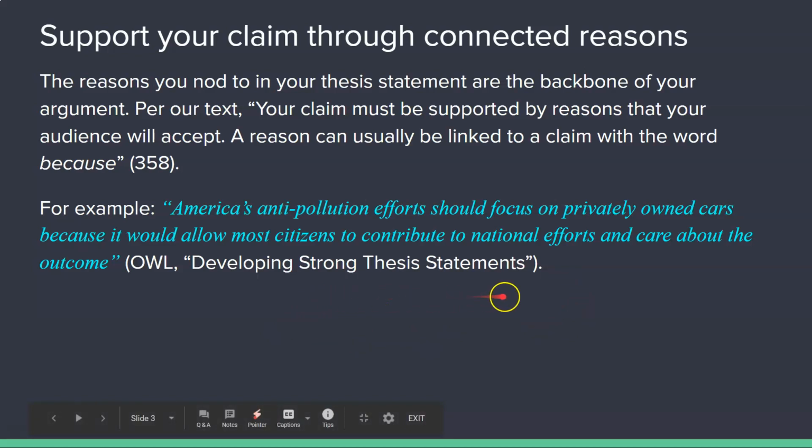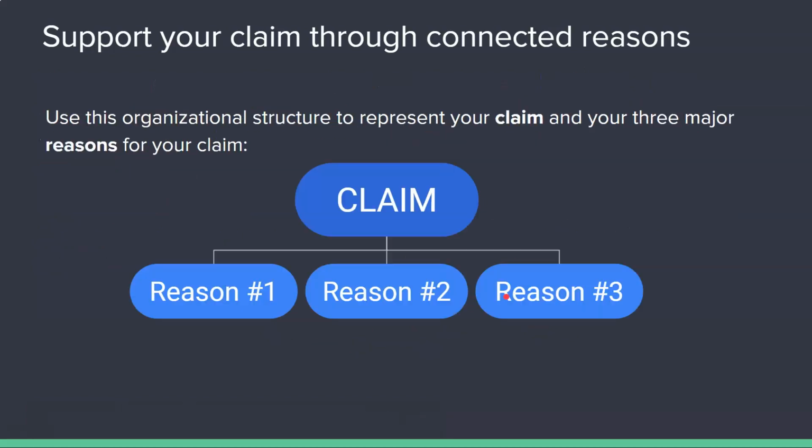And that's how to really develop your thesis statement. So what you want to do is support your claim through connected reasons. And you want to use this organizational structure to represent your claim and your three major reasons for your claim. So your claim is your main argument or your thesis statement. And you really want to make sure you have three main body paragraphs for reason 1, reason 2, and reason 3. So this is very much a review of what we've already been talking about in class over the last few weeks.